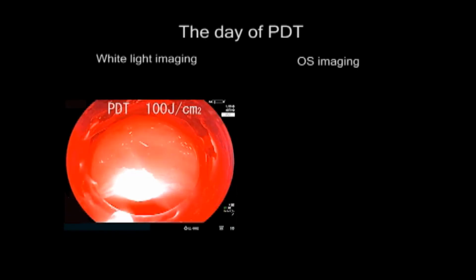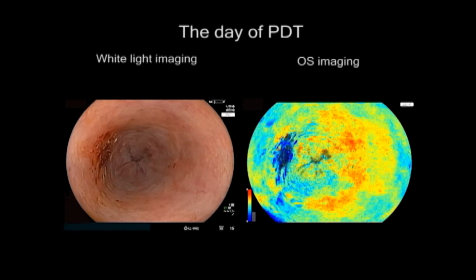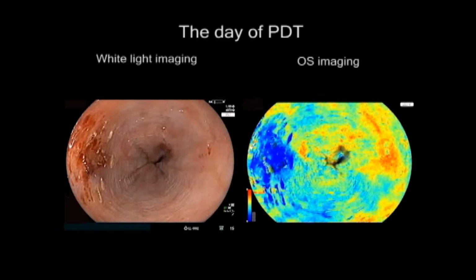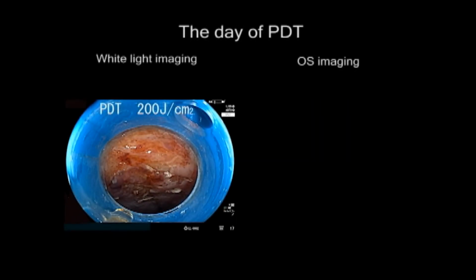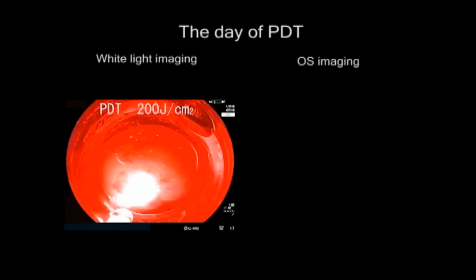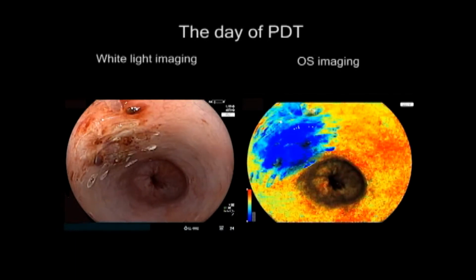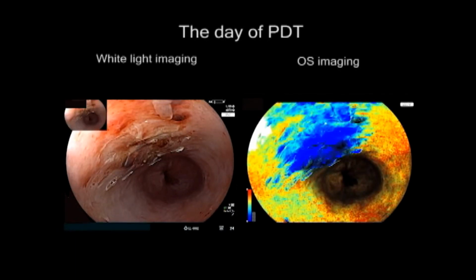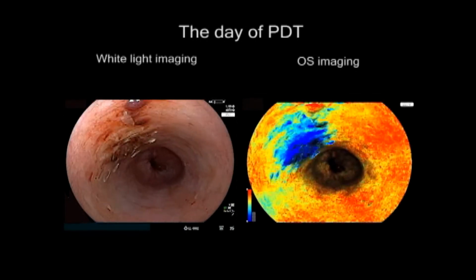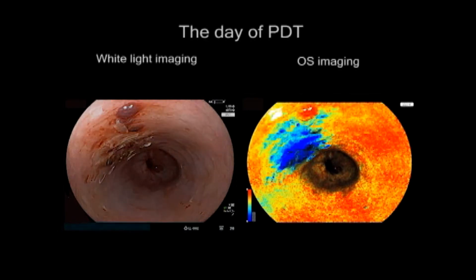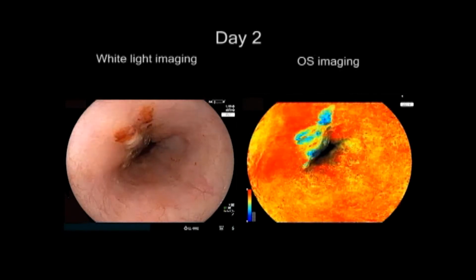After illumination at 100 joules per square centimeter, OS imaging showed an extreme change in the hypoxic state of the illuminated area, although the change was not visible on white light imaging. The second illumination was performed as planned. After completion of the illumination, the lesion area was covered in blue color. On day 2, we confirmed that hypoxia was maintained using OS imaging.